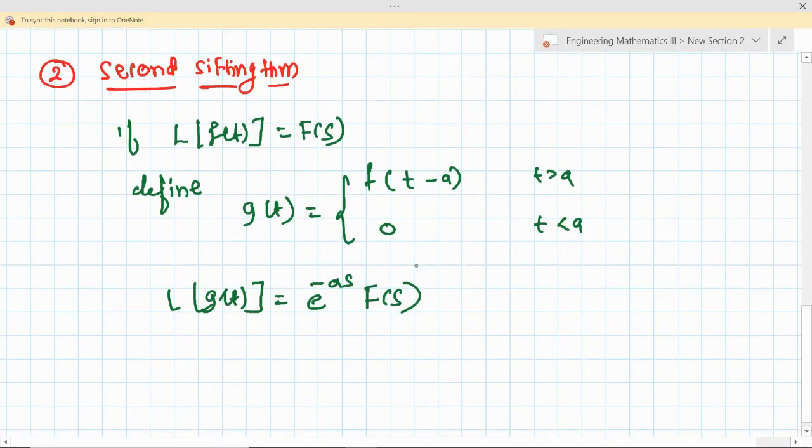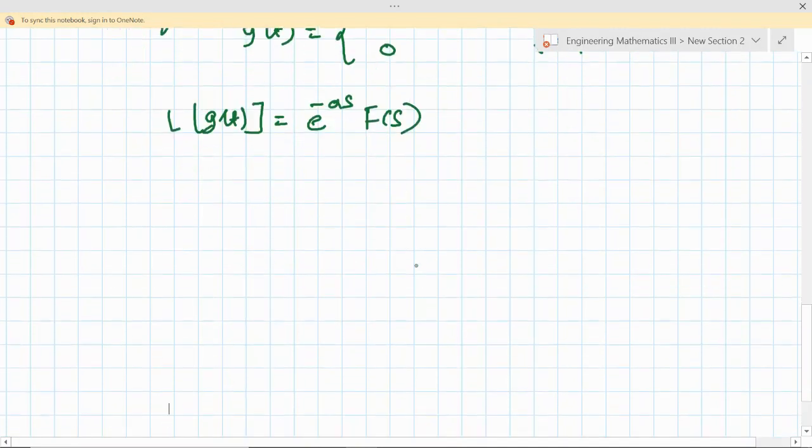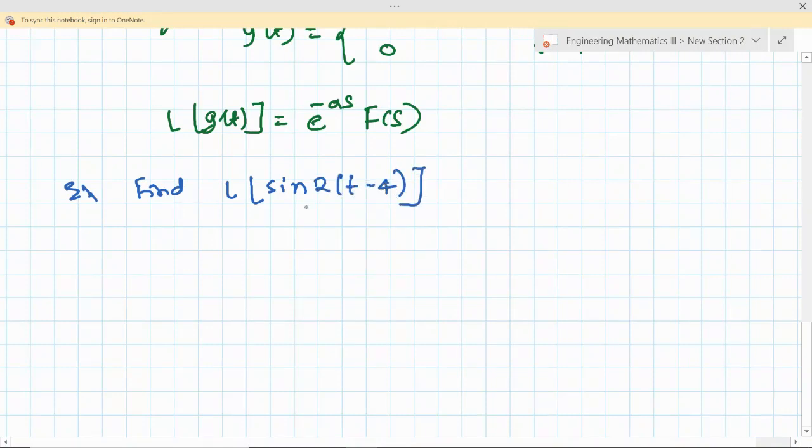Let us try to understand with the help of an example: find the Laplace transform of sine 2 into t minus 4. What is the Laplace transform of sine 2 into t minus 4? First, what we want is F of s, and how would I get that?